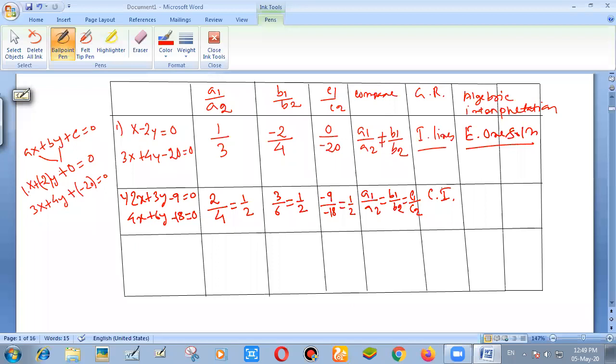Coincident lines. Now see, yesterday I told you that when two lines are coincident, then they have how many solutions? Infinitely many solutions. Yes, good. So write down algebraic interpretation: infinitely many solutions. All of you clear up to this?